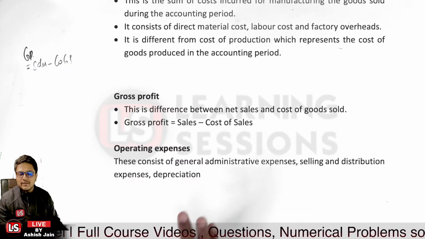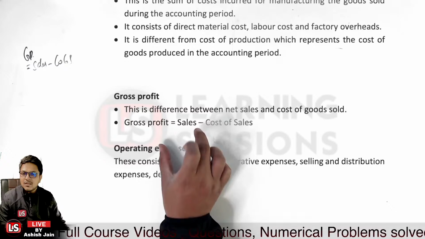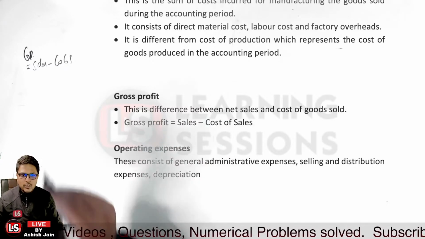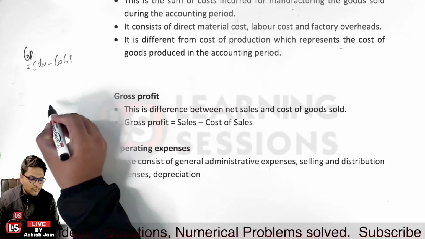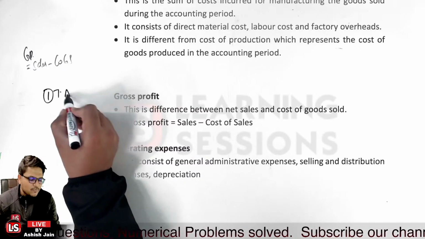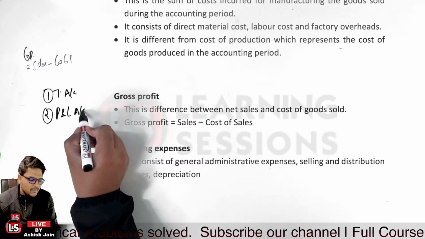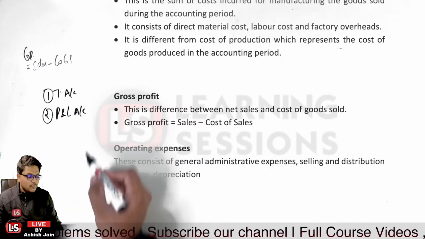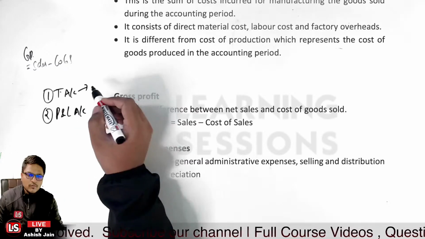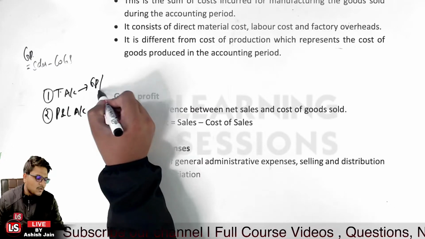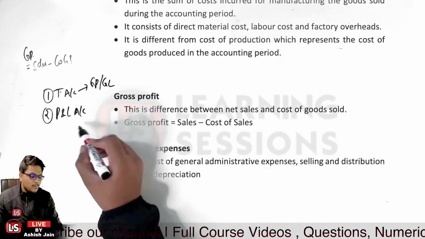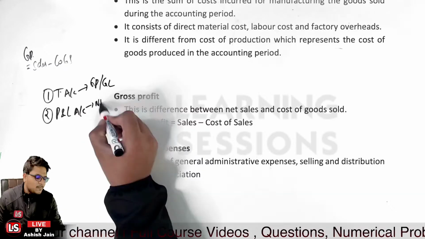That is basically being covered under the trading account. I have told you, first of all, we prepare the trading account. Then the second one is the profit and loss account. From the trading account we ascertain the gross profit or gross loss, and from the profit and loss account we ascertain the net profit or net loss.